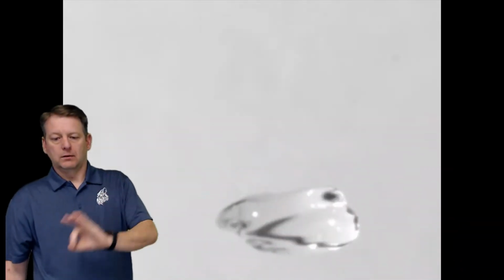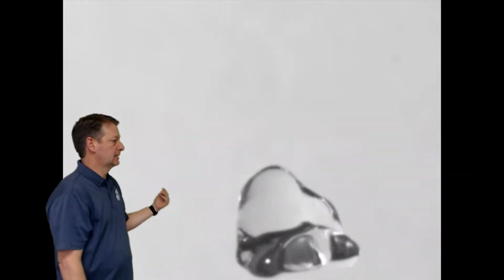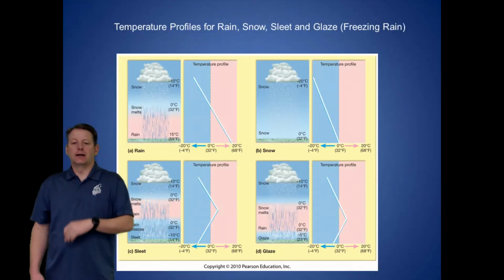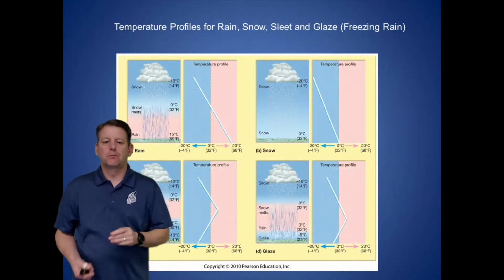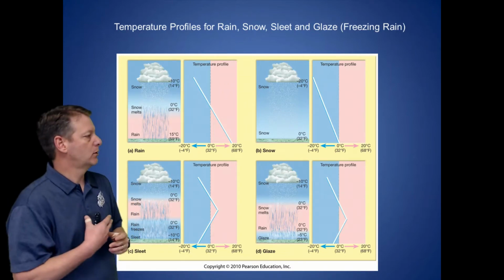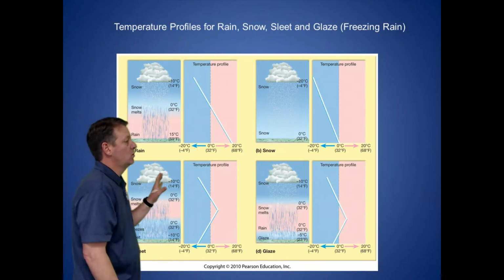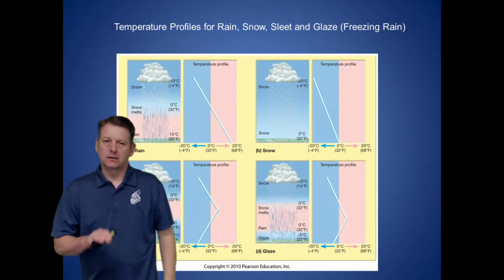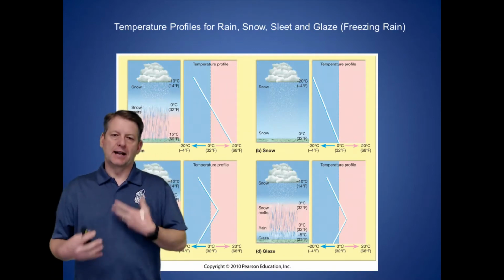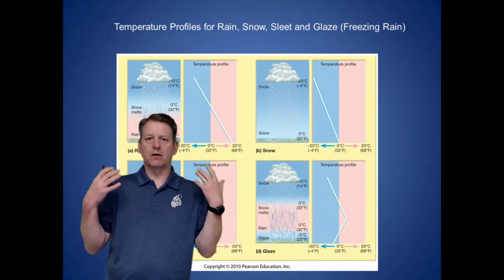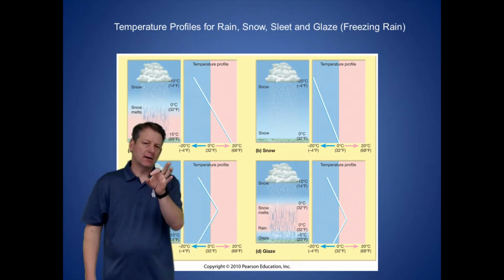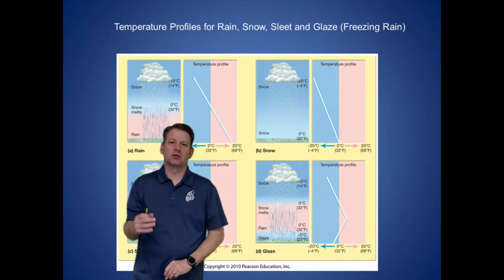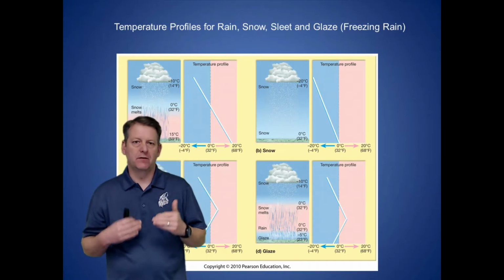Okay, good. So let's take a look at this next scene here, and let's take a look at some of these profiles. We're going to look at profiles for rain, snow, sleet, and glaze. Let's see what happens in the sky and how these things form, because really they're all the same thing. What matters is what the temperatures are like as they are falling down through the sky.